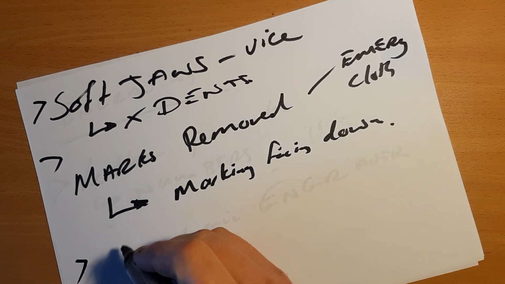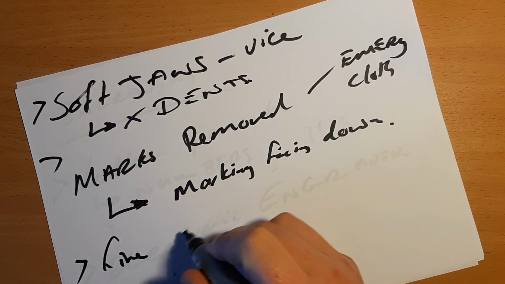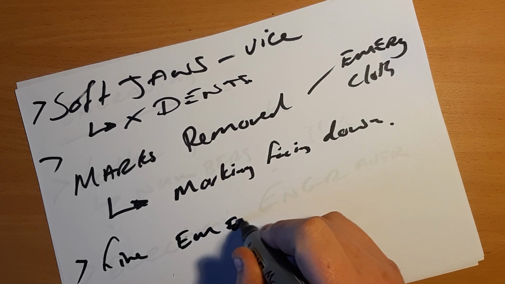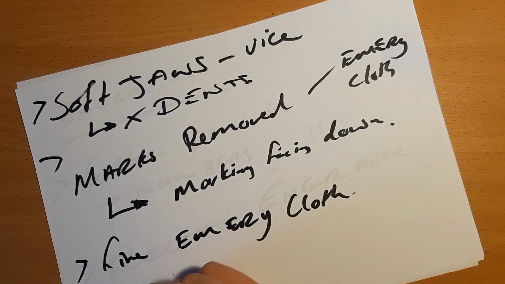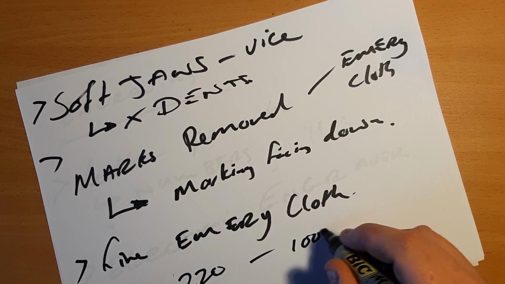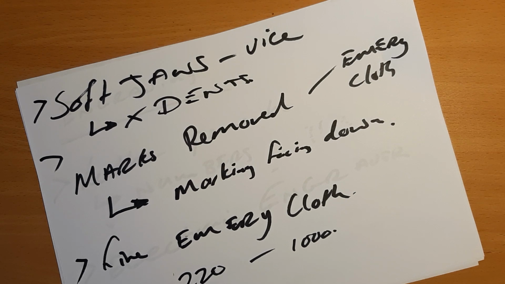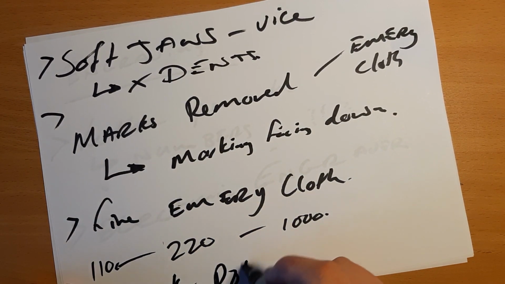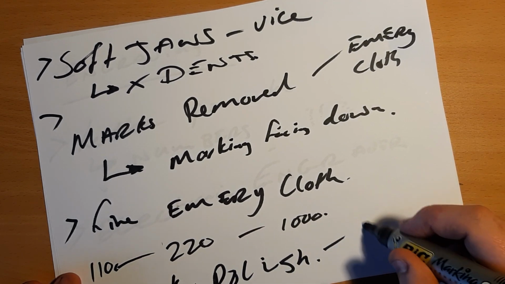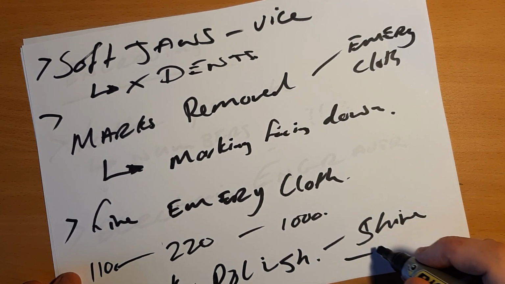Another thing I'm going to be using is a fine emery cloth. So I have some 1000 grit there. Again, 110, you start off, then you go to 220. The higher the number, the finer the finish. And last, peak polish would be the very last thing. We haven't done any of that yet. Peak polish gives you a lovely shine and removes all dirt.